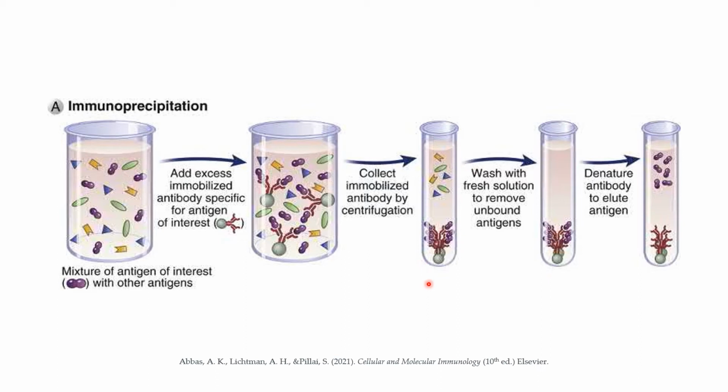Your complex of beads plus antibody plus antigen will have a density, a heaviness, so that when you centrifuge the tube down, the complex is going to end up at the bottom. And the antigens that you're not targeting will end up floating around the top. So the next step is obvious then. You simply wash out the antigens that are not your target antigen. And finally, you elute your antigen, meaning you extract your antigen away from the antibody.